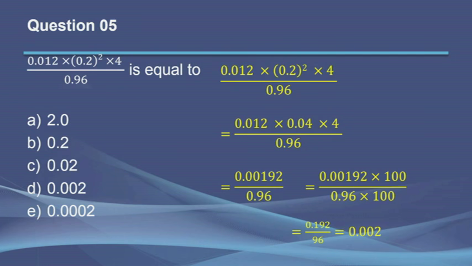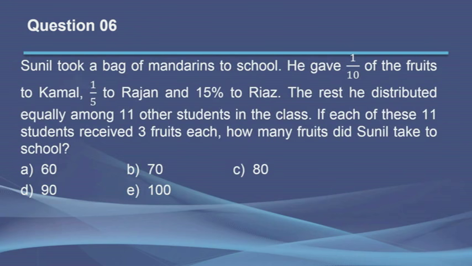Now the step is easy. So finally we end up with the answer as 0.002, which is the answer D. So next, let's move on to question number 6.